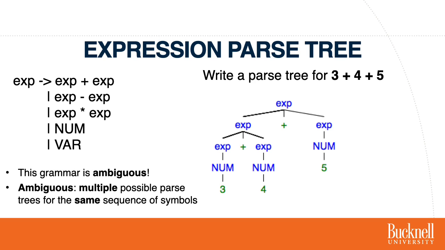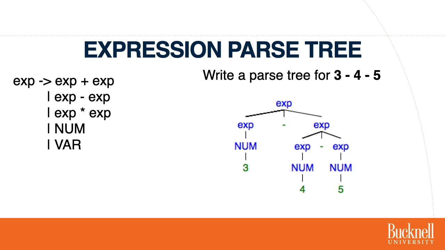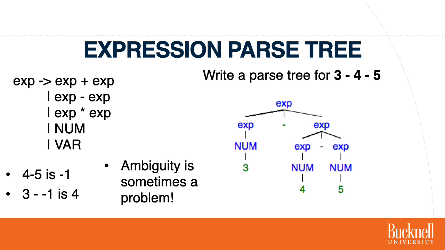But what happens when we use minus? 3 minus 4 minus 5. If we do 3 minus 4 first, we get negative 1, and then negative 1 minus 5 is negative 6. Conversely, if we do 4 minus 5 first, we get negative 1, and then 3 minus negative 1 is 4. We get a different result. Ambiguity is sometimes a problem.